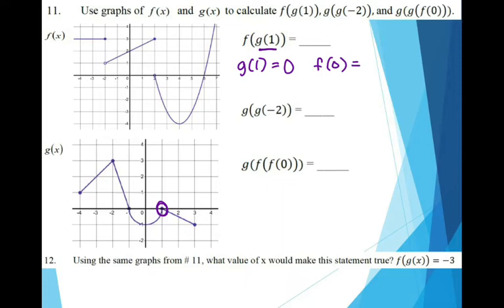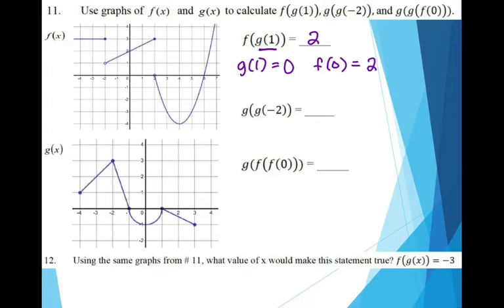With the composition, when you're working with actual numerical values, the input results in an output for the first function, and then that output becomes the input for the outside function. So now I'm going to go to my f graph and find my x of 0, find that corresponding y value, and that is 2. So that means f of g of 1 is 2.